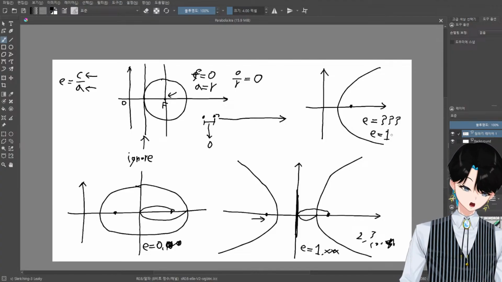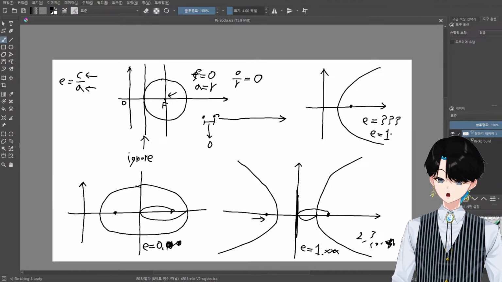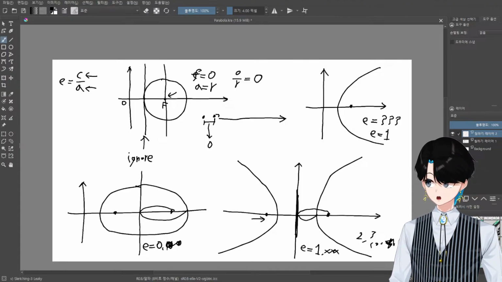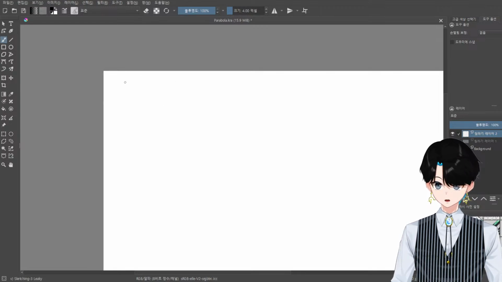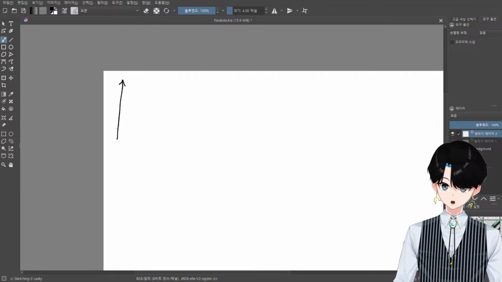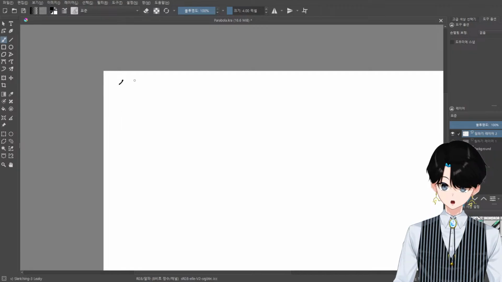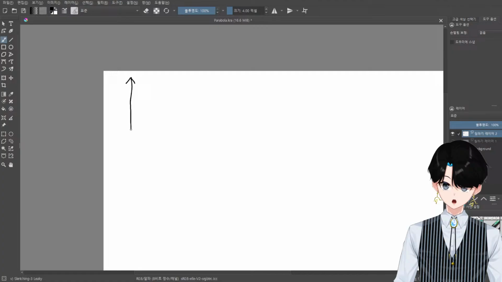And that's it. We just named it parabola. So that's basically it. The parabola eventually forms. The point where the eccentricity value is 1 will eventually come. And we just named it parabola.